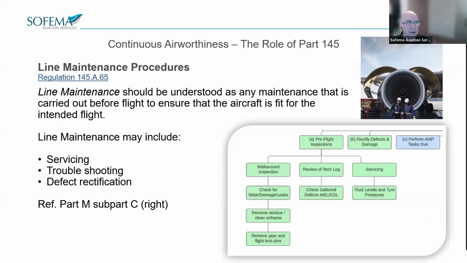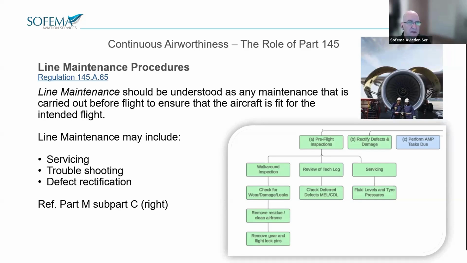Line maintenance procedures. Well, line maintenance is just another form of maintenance, but it's understood as any maintenance that is carried out immediately before flight, to ensure that the aircraft is fit for the intended flight. It's usually a separate operation within a Part 145 organisation based out on the aircraft gates and the centre part of the aircraft. So line maintenance may include servicing, troubleshooting, defect rectification. If you look at Subpart C of Part M, you can see the breakdown there.